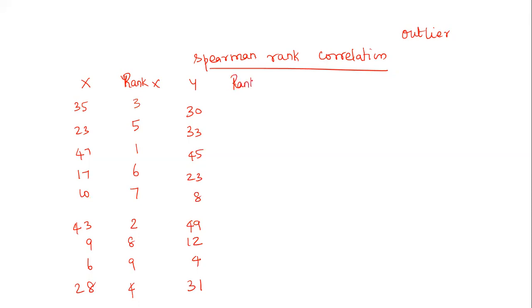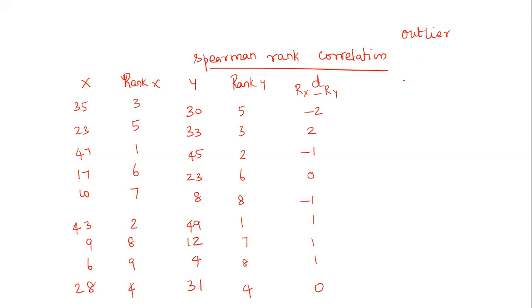Similarly, we will write the rank of Y: 5, 3, 2, 6, 8, 1, 7, 8 and 4. The highest data will get rank 1. Now we'll calculate D. What is D? Rank of X minus rank of Y. If you calculate 3 minus 5, it is minus 2. Here it is 2 minus 1, 0, minus 1, 1, 1, 1 and 0.